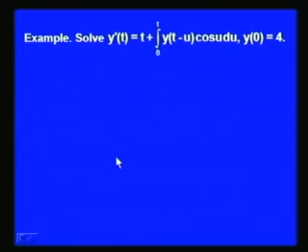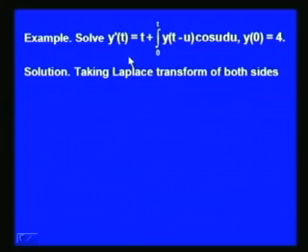So, let us solve the integro-differential equation y dash t equal to t plus integral 0 to t of y(t minus u) cos u du. So, here f(t) is equal to t, a is equal to 0, and instead of y(t) here we have y dash t. y(t) is the unknown function of t, for which we are given the initial condition that at t equal to 0, y takes the value 4.